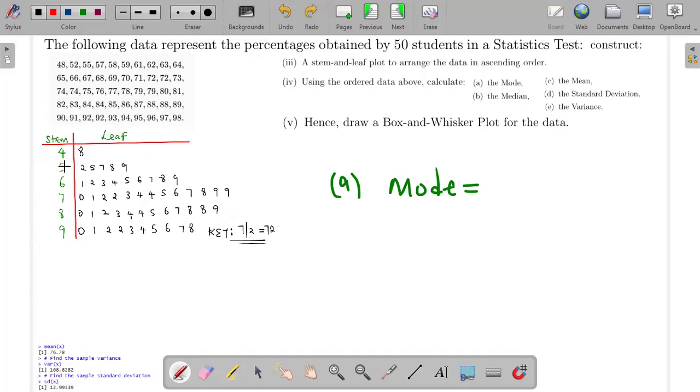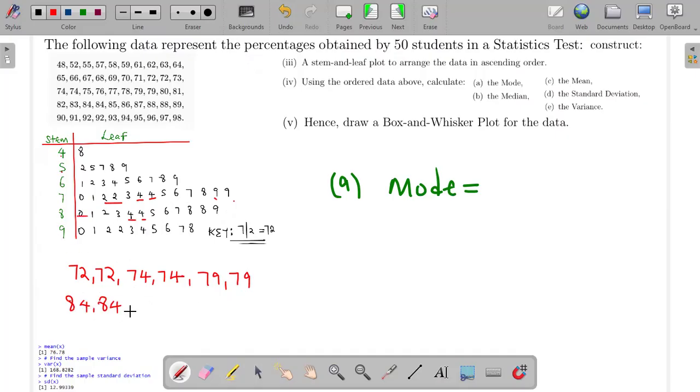Okay, be careful here because this is 48, 52, something like that. So if I see 2 here, it simply means I have 72 and another 72. If I see 4, that is 74 and another 74. Okay, 9, that is 79 and another 79. Okay, when I come here, I can also see 4, so that is 84 and another 84.